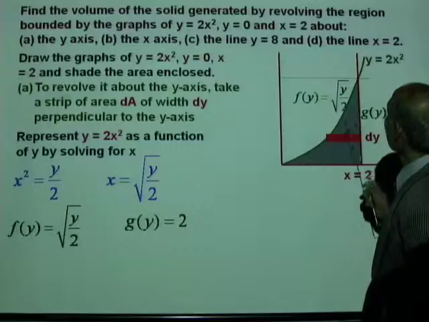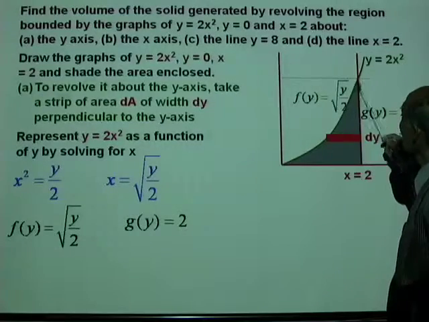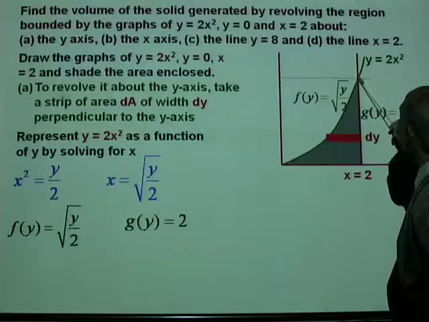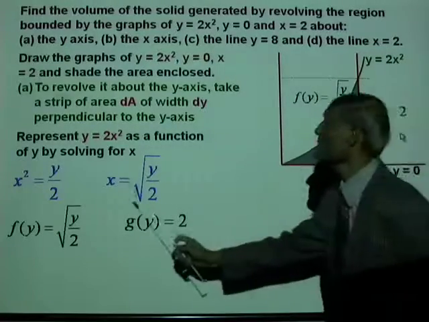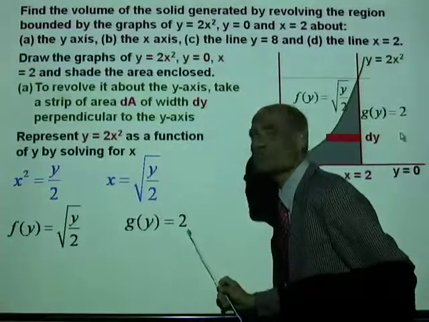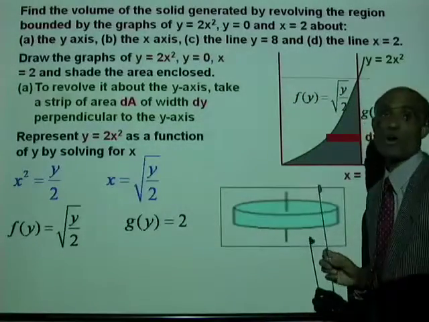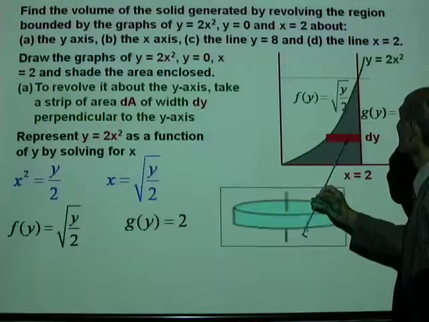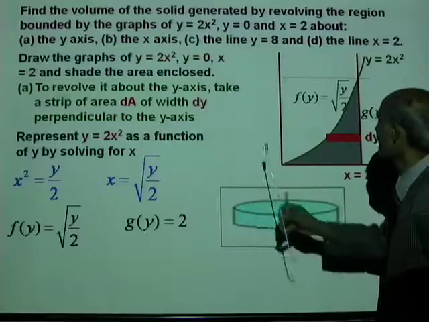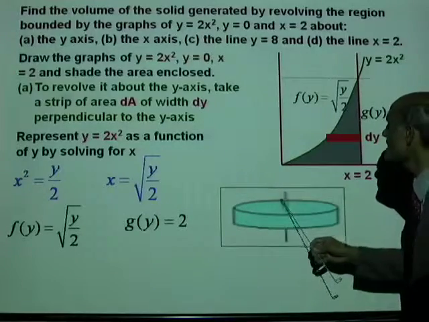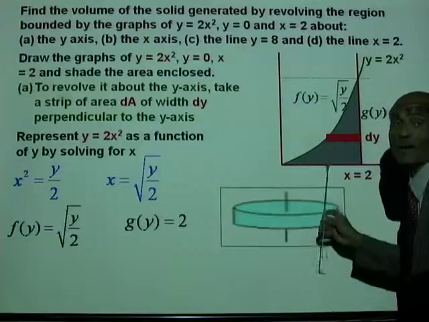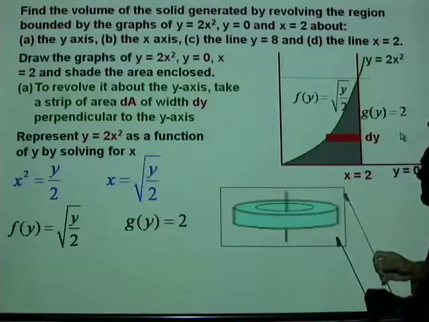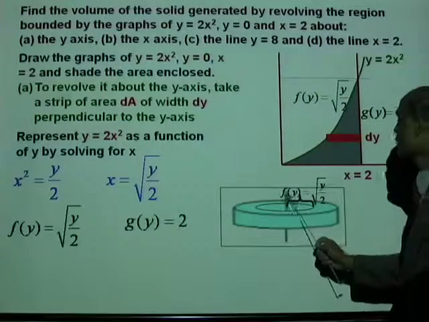Now, where is the point of intersection? You have f of y and g of y meeting at this point. In other words, f of y equal to g of y, we need to solve for this. And when you revolve this area, this dA, about the y-axis, what we're going to generate is a washer, a washer which has a hole in the middle. That's right.